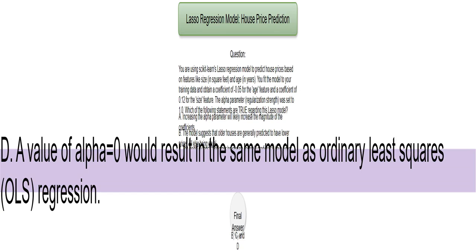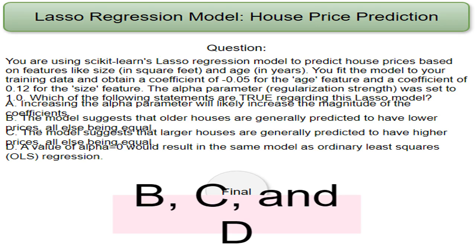OLS is a simpler type of regression that doesn't apply regularization. If I set the alpha parameter in my lasso regression to 0, I essentially turn off the shrinkage effect, and my model becomes the same as an OLS model. Based on my analysis, the correct answers are B, C, and D. Each of these options correctly interprets the results of my lasso regression model.